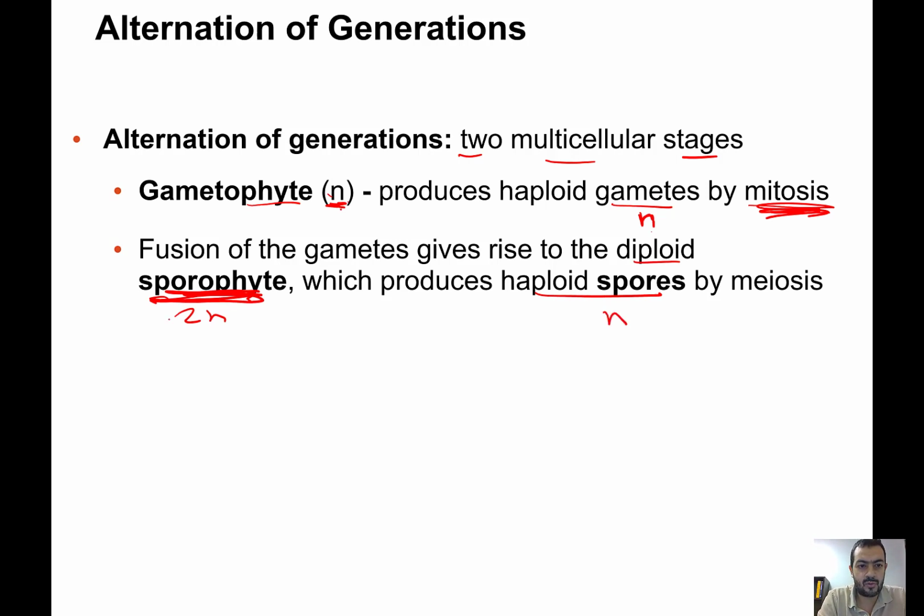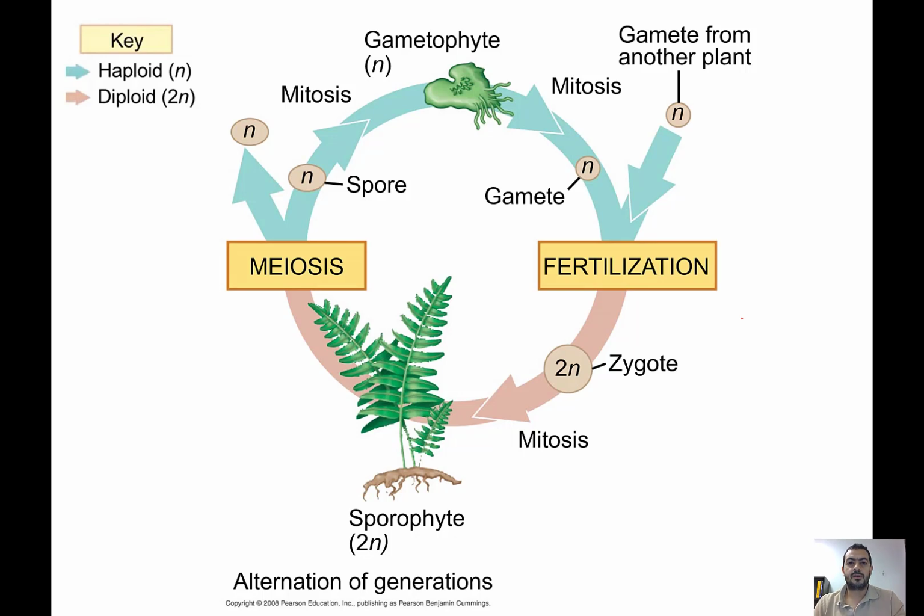So how can we move from diploid to a haploid number? This will happen through the process of meiosis in order to reduce the number of the chromosomes. So this figure summarizes the process of alteration of generations. Most land plants have two distinct stages. The first one is gametophyte. So this structure here is the gametophyte, and as you can see, this is a multicellular stage.